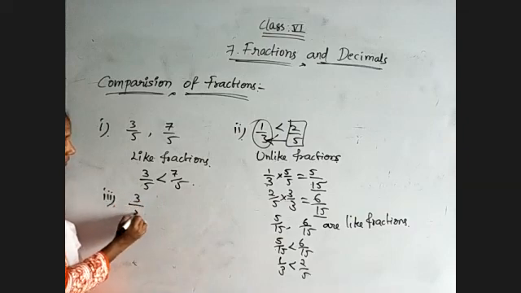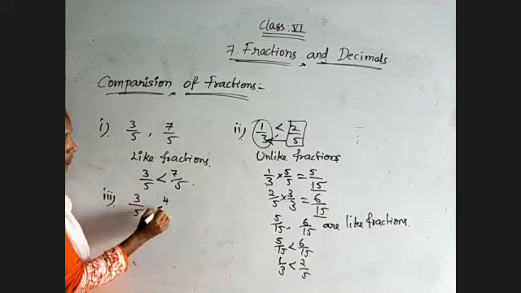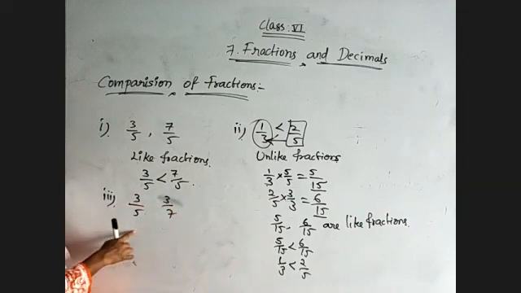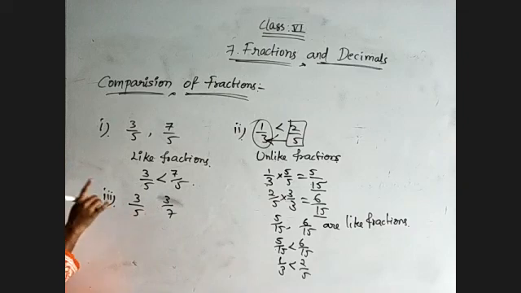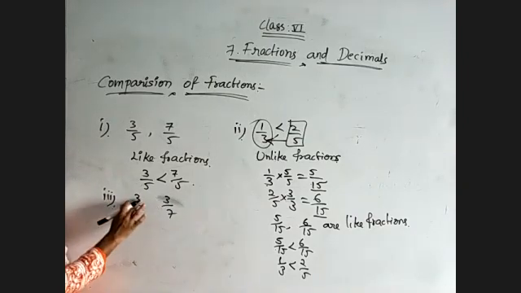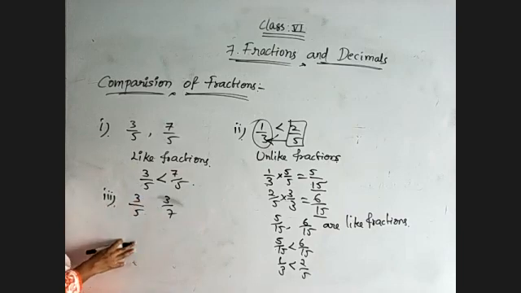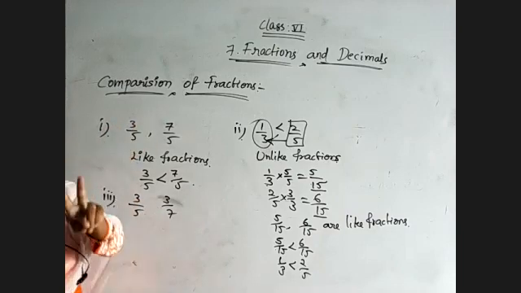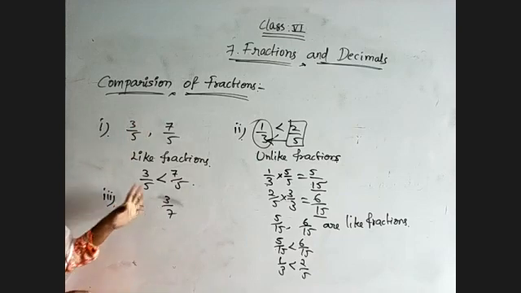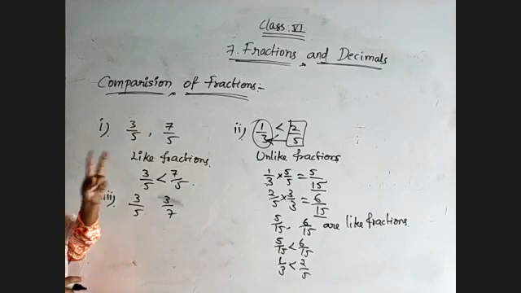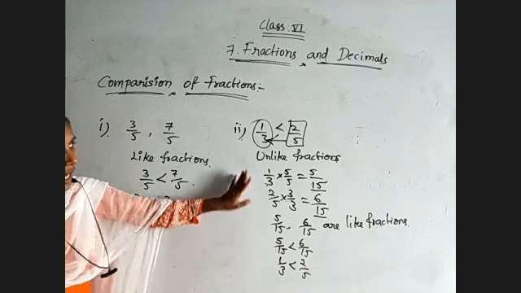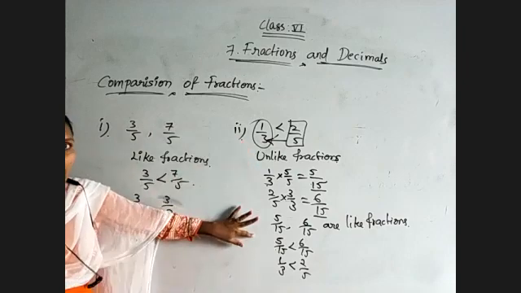So suppose I have 3 by 5 and 3 by 7. Here these two are also unlike, but one similarity is there. Instead of denominators, they have equal numerators. See, in comparison, we will take only two fractions. While writing ascending and descending order, we will take three or more fractions. So if you are getting only two fractions, you can go through cross multiplication for converting unlike fractions to like fractions.